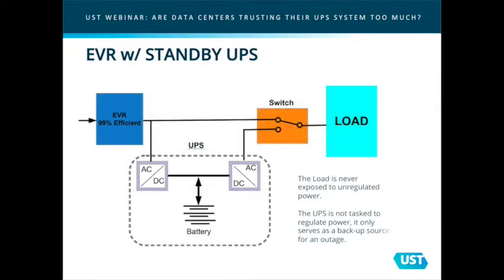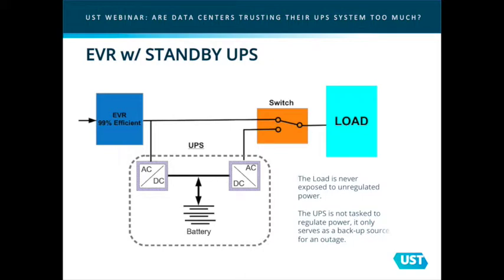So the arrangement might look something like this. You've got primary power coming through the UST SureVolt, or the voltage regulator. The output of our device is plus or minus 3%. So now we're sending regulated power to the load 24/7. Very light duty for the UPS.